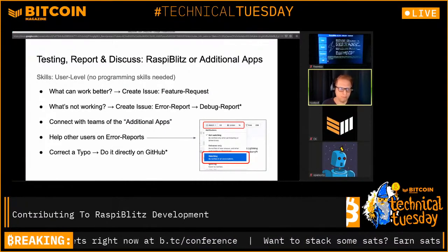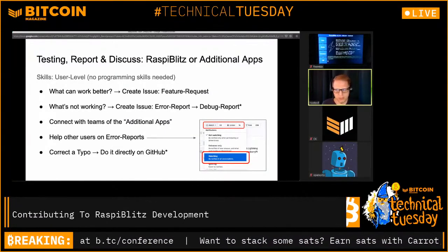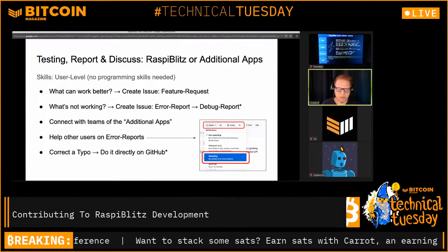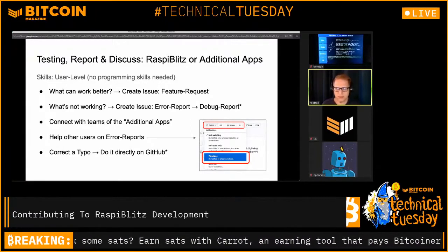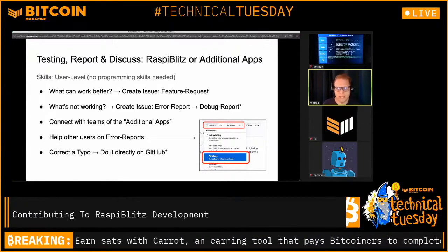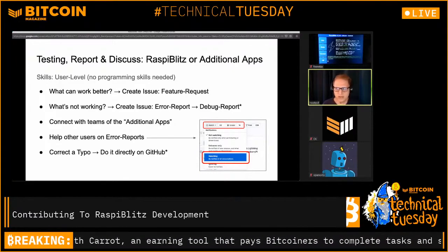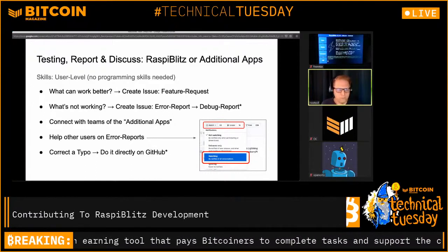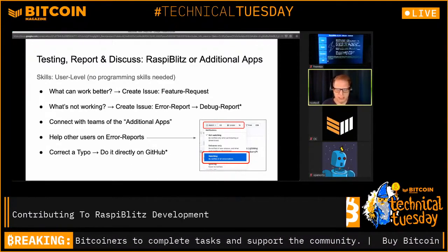Again, the basic intro is testing, reporting, and discussing. You just run a RaspiBlitz and try out the apps that are already available, or maybe even take a look at the config scripts and try to get them running. The skills are very basic here. It's really user level, no programming skills needed.